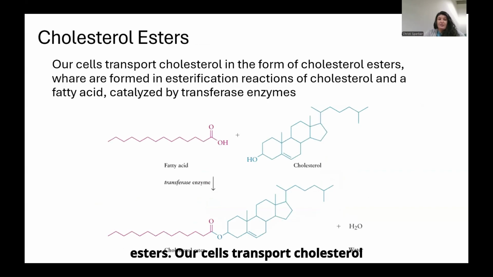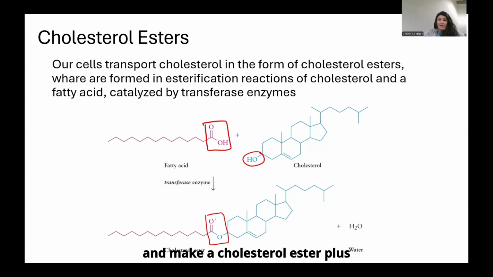Cholesterol esters. Our cells transport cholesterol in the form of cholesterol esters, which are formed in esterification reactions of cholesterol and a fatty acid catalyzed by transferase enzymes. So we have a fatty acid plus cholesterol. We have our alcohol group on cholesterol, our carboxylic acid group on our fatty acid. Through the catalytic reaction of transferase enzyme, we combine the two and make a cholesterol ester plus water.